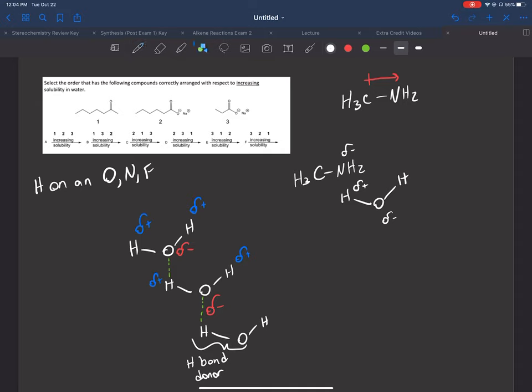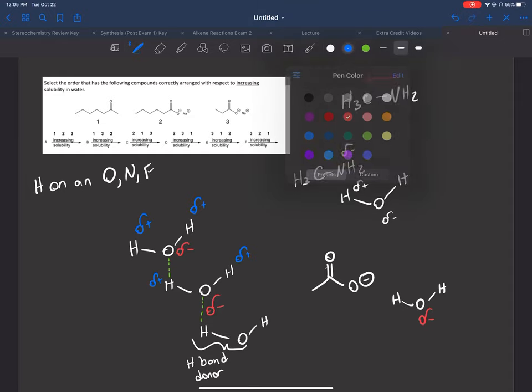Okay. And the next IMF I'm going to cover is the ionic interactions. All right. So ionic interactions are when you have an actual charge on your compound. So if I drew this, put H2O, remember that the oxygen has a partial negative. Hydrogen's a partial positive.